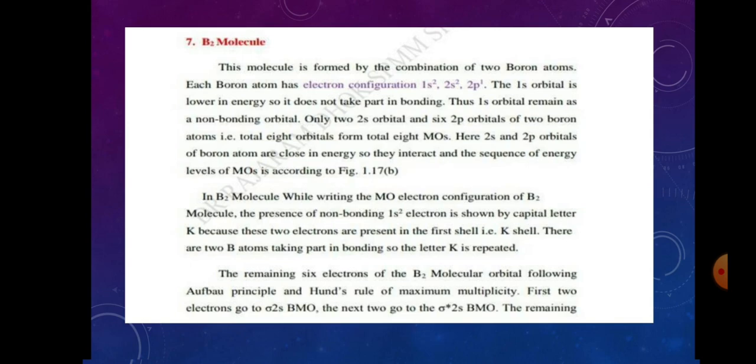Then we see the next molecule, that is the B2 molecule. This B2 molecule is formed by the combination of two boron atoms. Each boron atom has electron configuration 1s2 2s2 2p1. The 1s orbital is lower in energy, so it does not take part in bonding. Hence it remains as a non-bonding orbital. Only the two 2s orbitals and six 2p orbitals of the two boron atoms, that means a total of 8 orbitals, form a total of 8 molecular orbitals. Here the 2s and 2p orbitals of the boron atom are close in energy, so they interact.